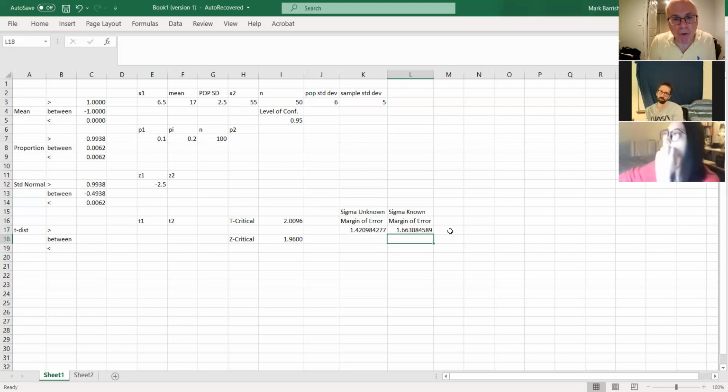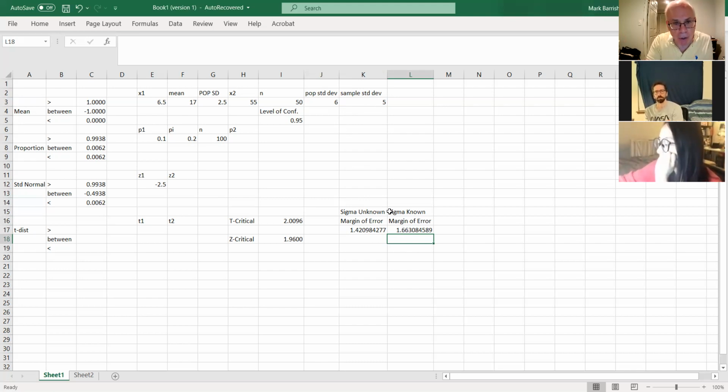And there's our margin of error for the two cases. Now the population standard deviation is 6 here. I made it a little bit bigger than the sample standard deviation. I mean, who knows? I'm just putting numbers in, all right? But the important thing is that both of these formulas are correct based on what we've learned.